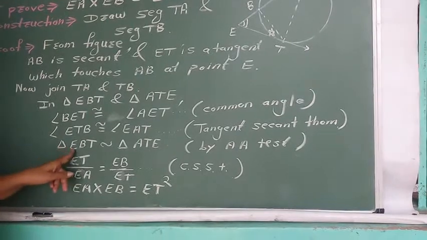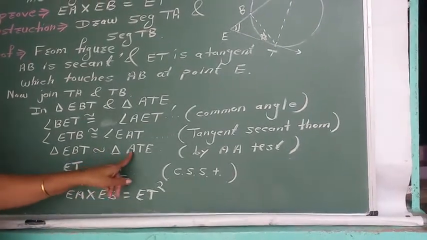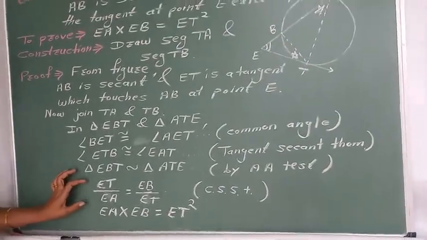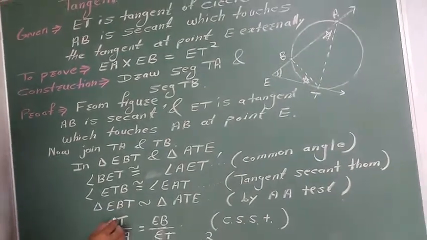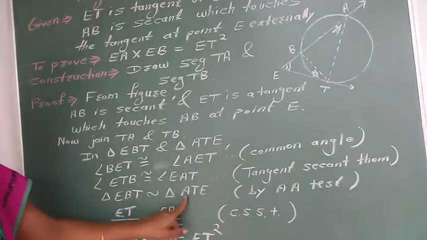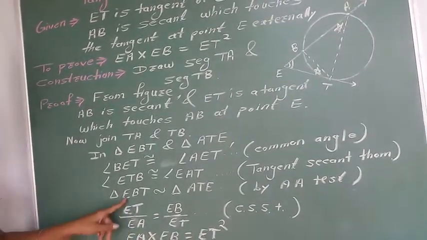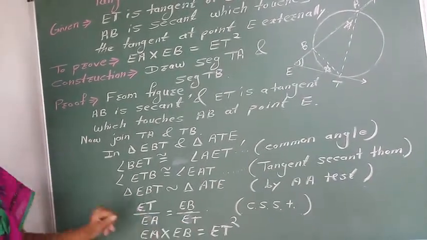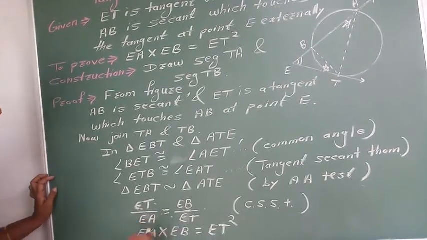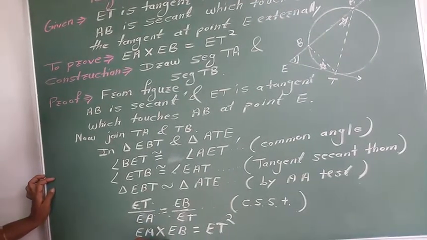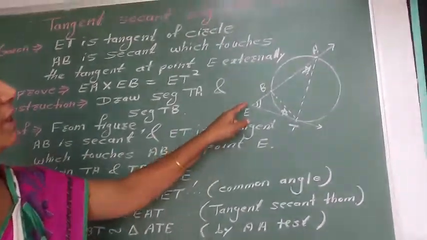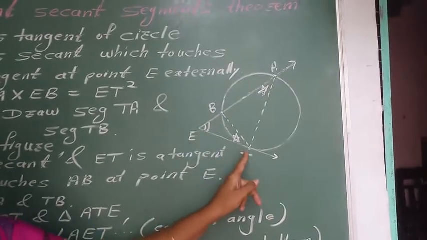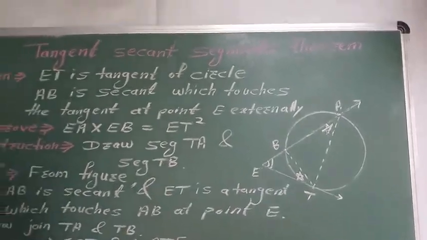Here triangle EBT is similar to triangle ATE. So their similar sides are ET to EA, and EB to ET. By cross multiplication we get EA into EB is equal to ET square, and this is the tangent secant theorem.